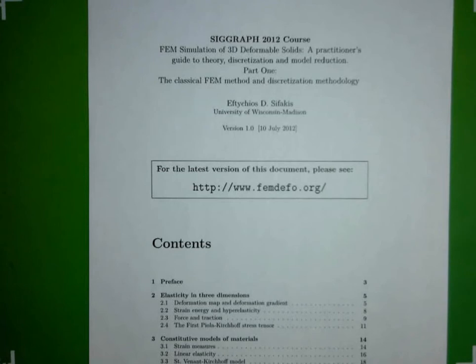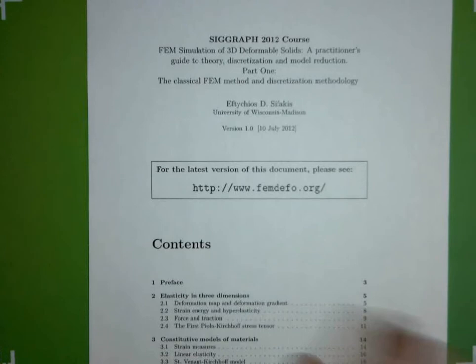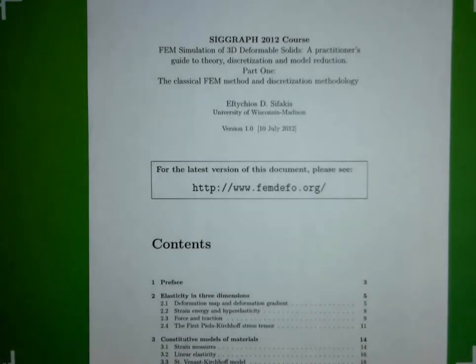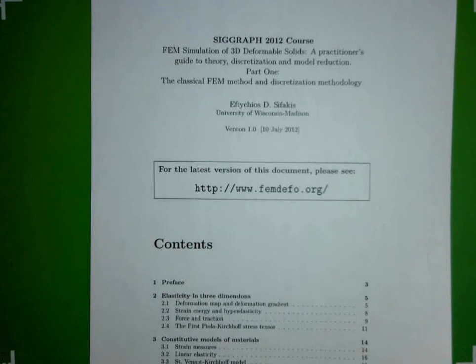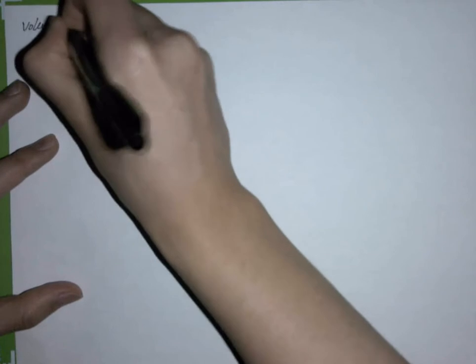This course is called the Finite Element Method. The finite element method in continuum mechanics has been widely used for simulating soft bodies and also some fracture stuff. But here I'm mainly talking about using FEM to simulate soft bodies. Okay, so given a soft body, we want to represent its volumetric elasticity.